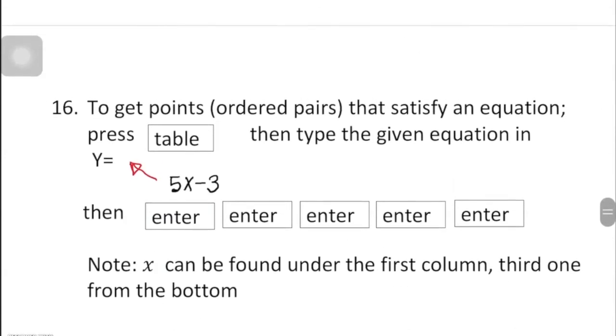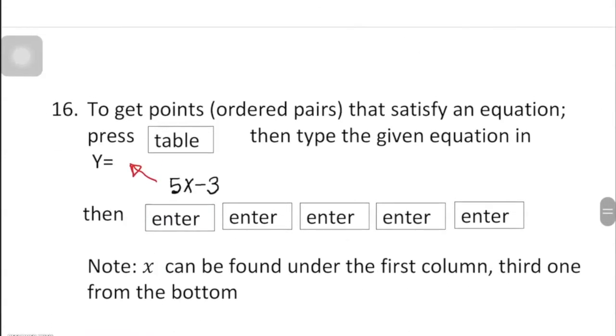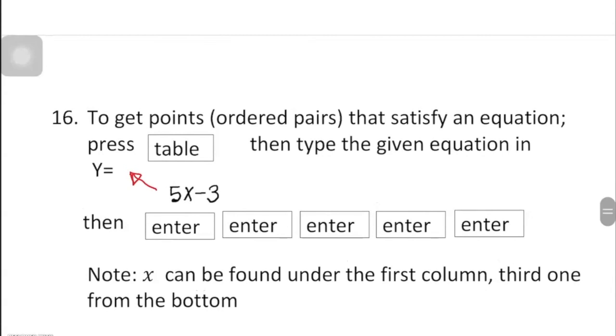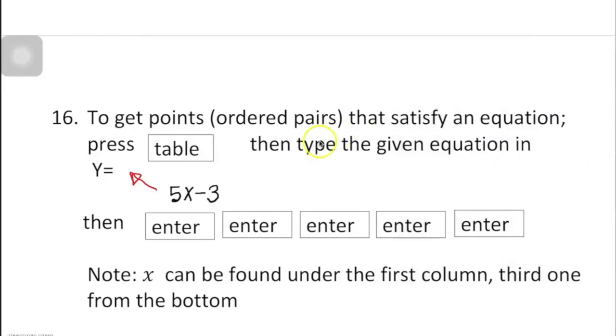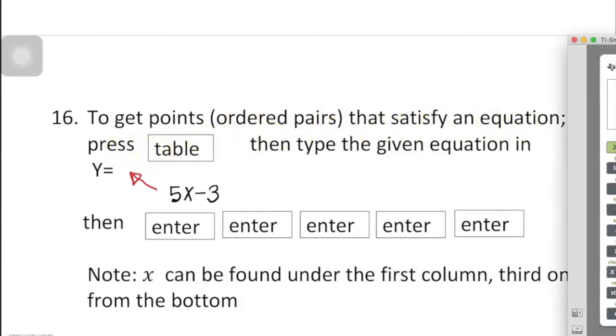Next thing we are going to do, get points. Well, this is going to be crucial when you graph a linear equation in two variables, because we need 3 ordered pairs actually. So this calculator is going to be very helpful. This calculator actually allows you to find as many points as you want. So to get points, ordered pairs that satisfy an equation, we use the table first.